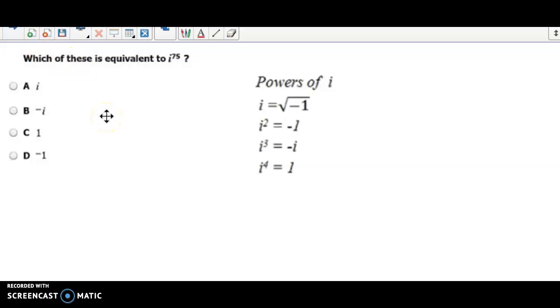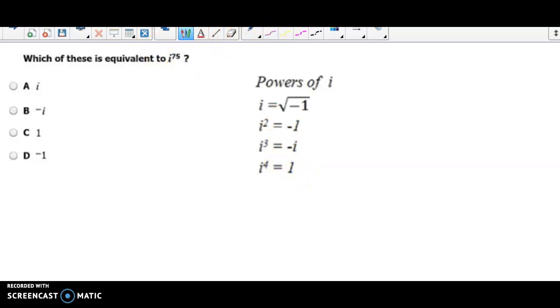Here we want to know which of these is equivalent to i to the 75th. You don't have anything on a formula sheet for Algebra 2 that deals with the powers of i. So we have to make sure that we remember that i to the first power is the square root of negative 1. i squared is negative 1. i cubed is negative i. And i to the 4th is just 1.